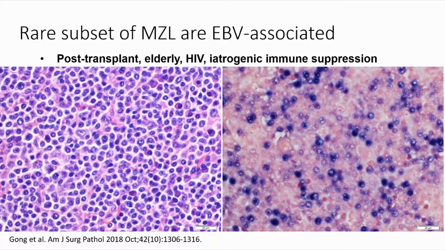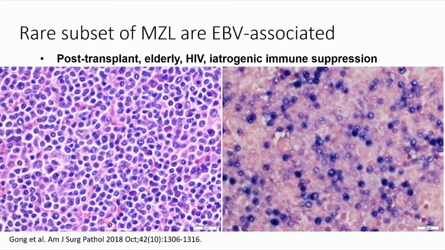The importance in recognizing that comes from the fact that many of these patients are post-transplant. They may be elderly on iatrogenic immune suppression. That lymphoma may actually respond to restoration of immune function. And so it's important to recognize for that reason, rather than the patient necessarily needing to undergo therapy for the lymphoma itself. It may resolve with eliminating immunosuppressive medication.